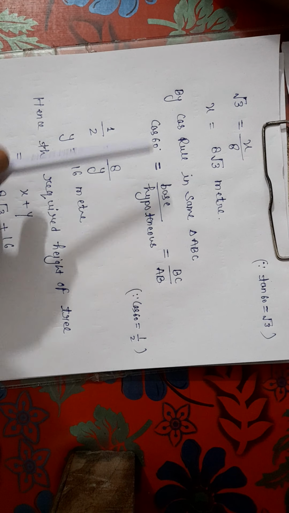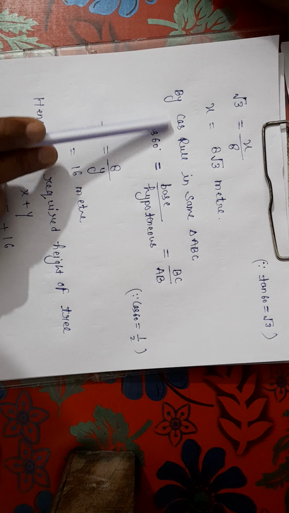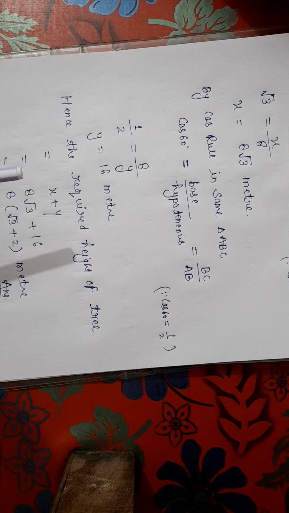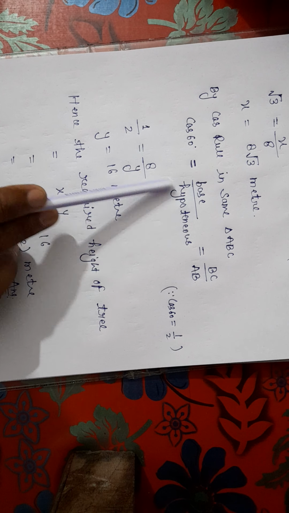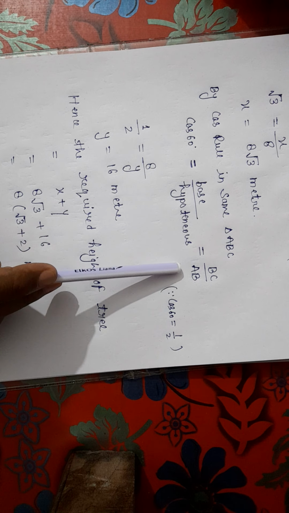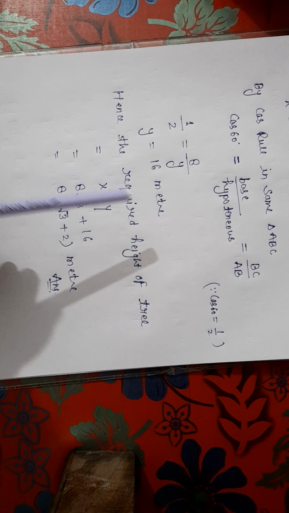Now again we will use the cos rule in the same triangle ABC. Cos 60 equals base upon hypotenuse, equal to BC upon AB. Before moving forward, let's remember the value of cos 60. Cos 60 equals 1 upon 2. So 1 upon 2 equals 8 upon y. After calculating this fractional equation, y equals 16 meter.